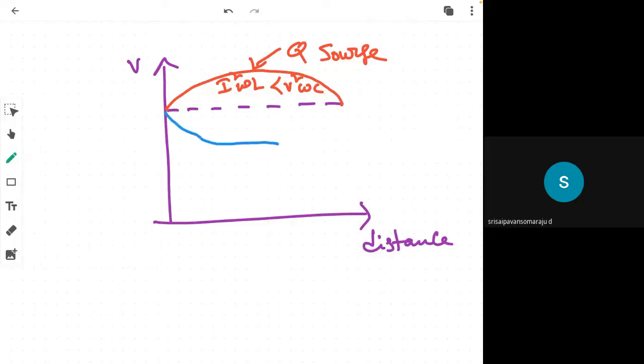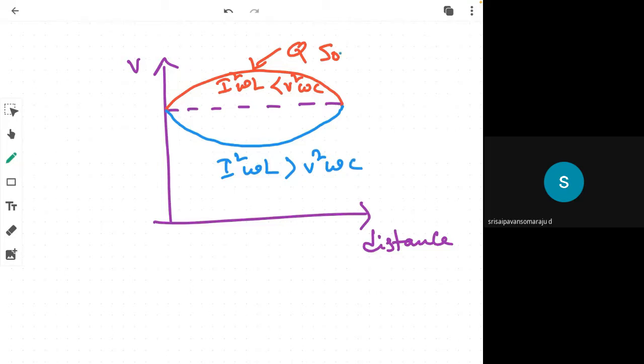The other one: when I square omega L is greater than V square omega C, then it is acting as a reactive power sink.